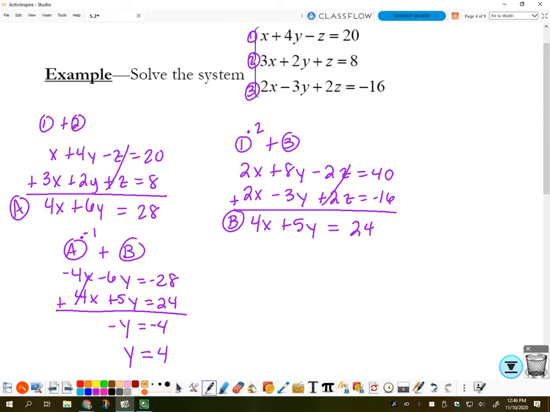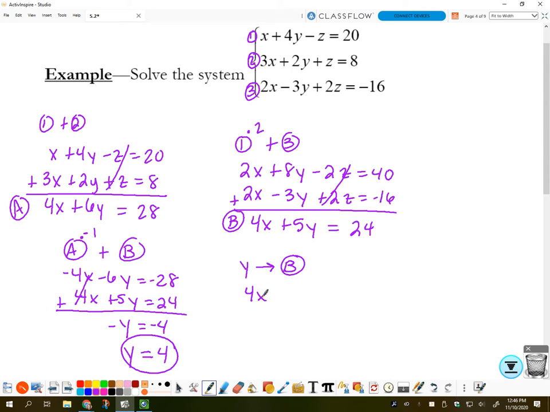Alright, so we finally know something that's helpful. So I know one piece of information, and I can take one piece of information and plug it in where there's 2 pieces. Now I can plug it in here or here, but this is where I have room to work, so I'm just going to do that. So I'm going to take my value for y and put it into equation B.